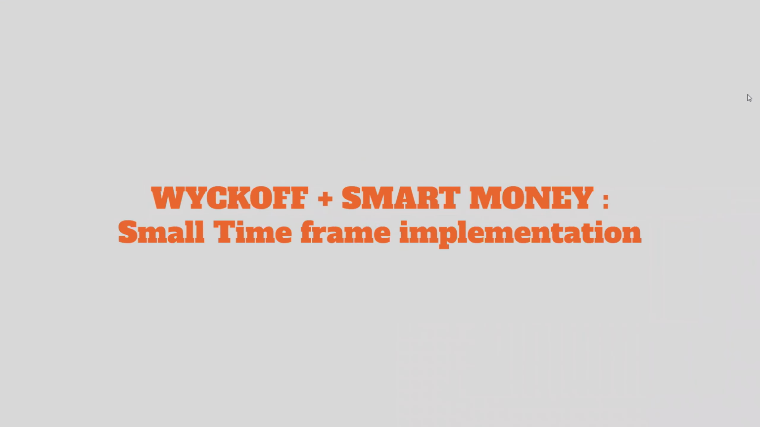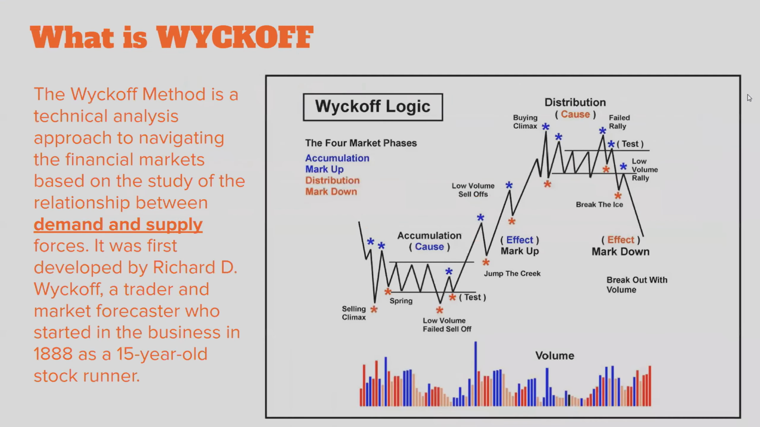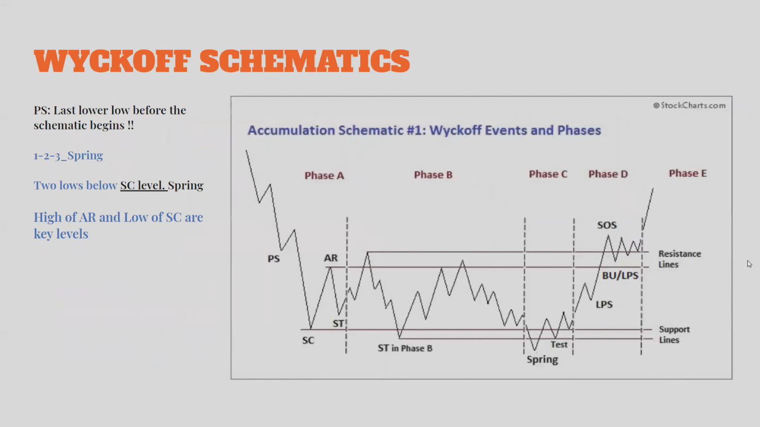So picking up from where we left off, we're going to be looking at the smaller time frame implementation of Wyckoff and smart money concepts. Recapping, we've looked at what Wyckoff is, and we went through the illustration of the cycle. So when accumulation occurs, we have the markup, then distribution, and the markdown. We looked at the schematics, 4 of them to be exact.